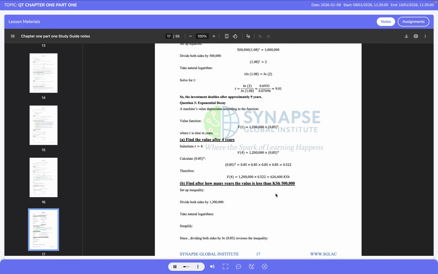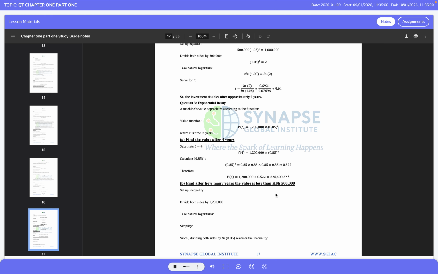Because the natural logarithm of 0.85 is negative, dividing by it reverses the inequality, giving t greater than approximately 5.37. This means the value falls below 500,000 shillings after about 5.37 years.